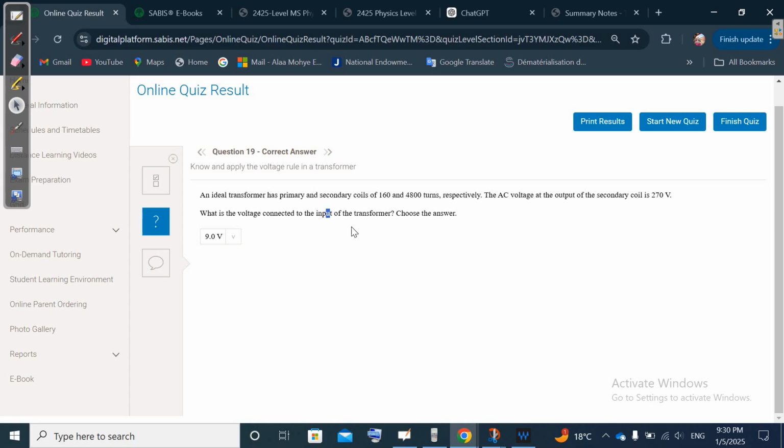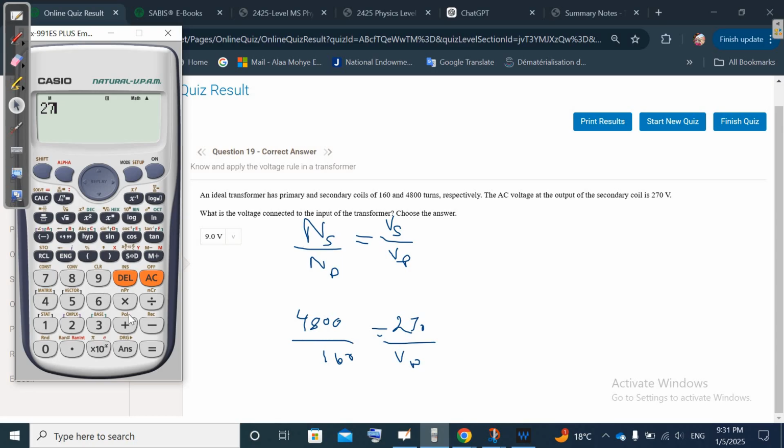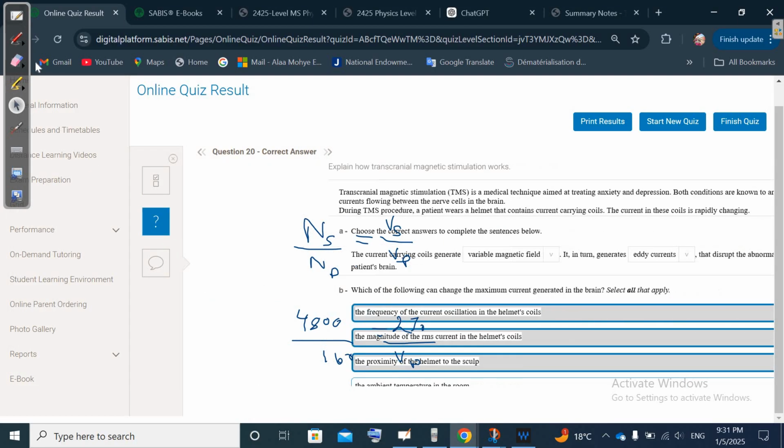What's the voltage connected to the input of the transformer? Okay, so again, let's make it NS over NP equal VS over VP. So NS, which is 4800, over 160 equals 270 over VP. To find the VP, you do 270 times 160 divided by 4800. You get 9 volts. Moving on, question number 20.